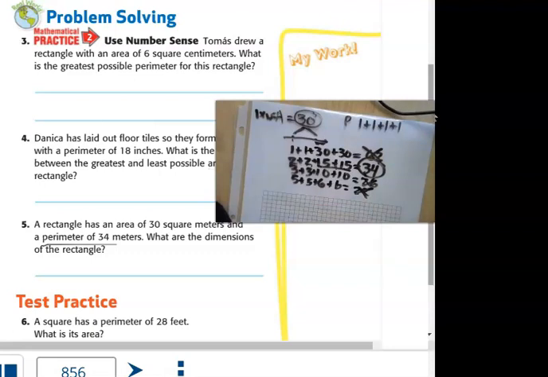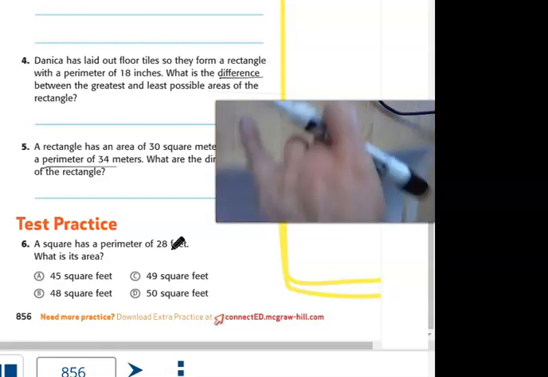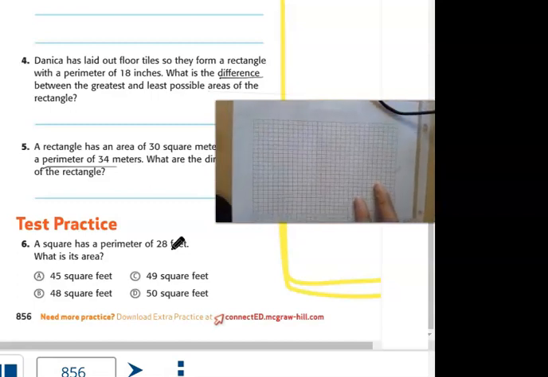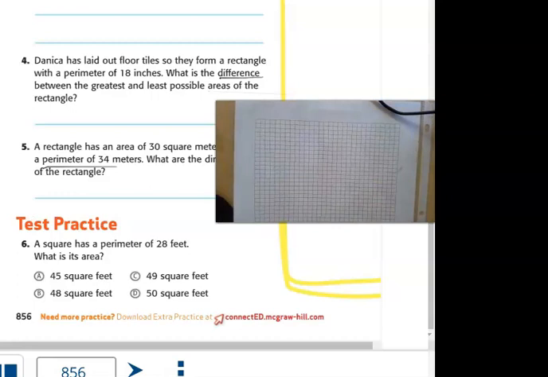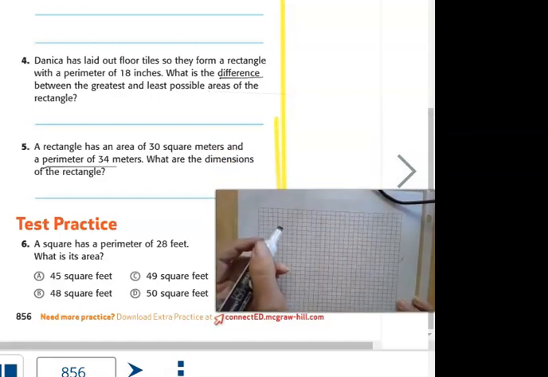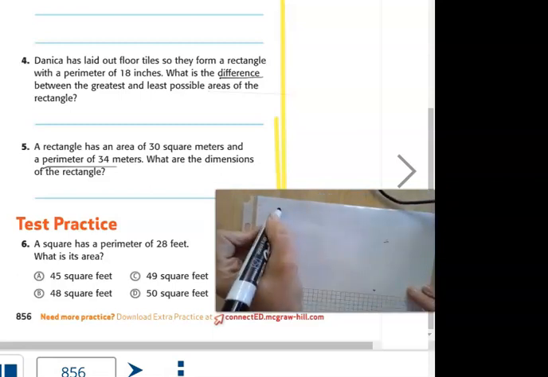Let's look at number 6. A square has a perimeter of 28 feet. What is its area? So the nice thing about a square is all the sides are equal. So if I know that my shape has all 4 sides equal, I can use that to figure out the area when I only have one side. So let's start with some. The property of a square is all sides are equal. And I know that my perimeter is 28.